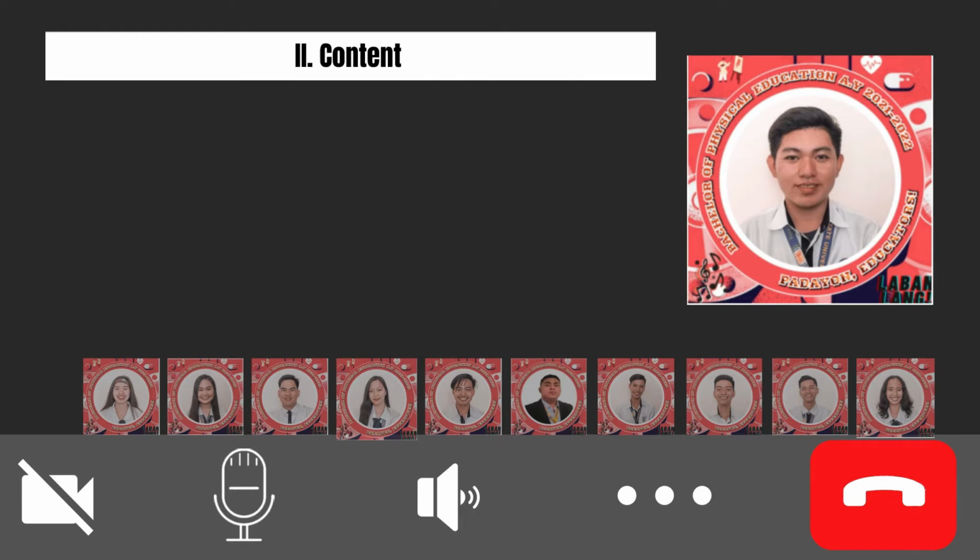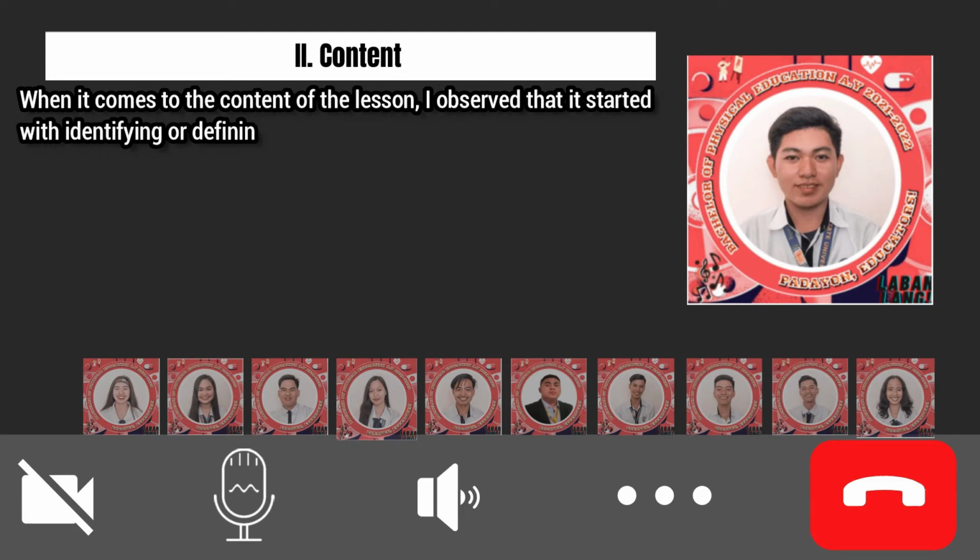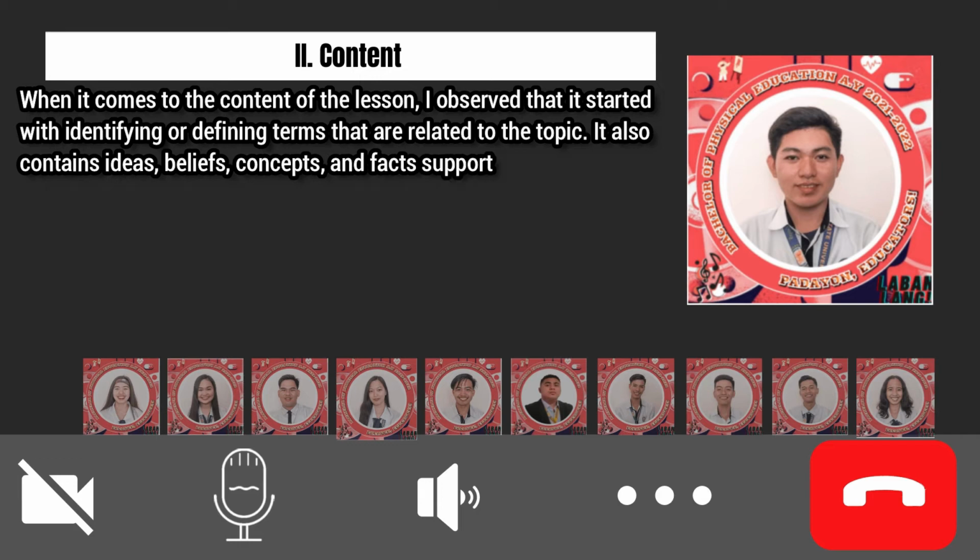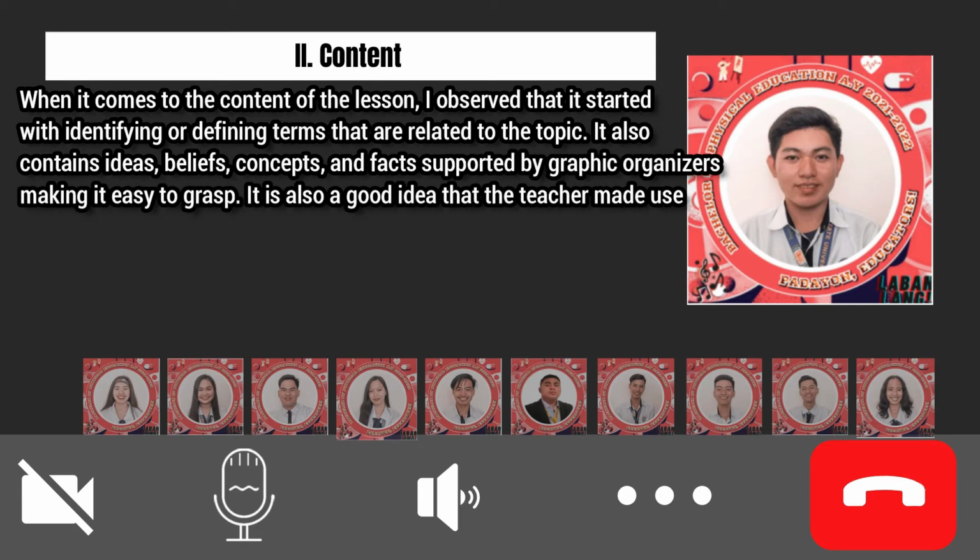Content. When it comes to the content of the lesson, I observed that it is started with identifying or defining terms that are related to the topic. It also contains ideas, beliefs, concepts, and facts supported by graphic organizers, making it easy to grasp.